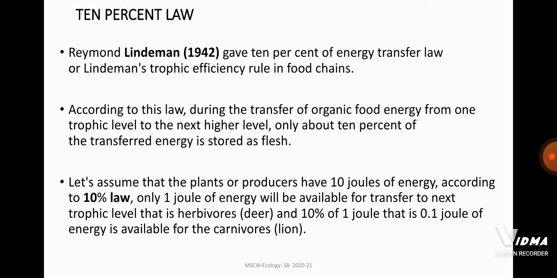Now, let us assume that the plants or producers have 10 joules of energy. According to the 10% law, only 1 joule of energy will be available for transfer to the next trophic level, that is herbivores, and 10% of 1 joule, that is 0.1 joule of energy, is available for the carnivores such as lions.